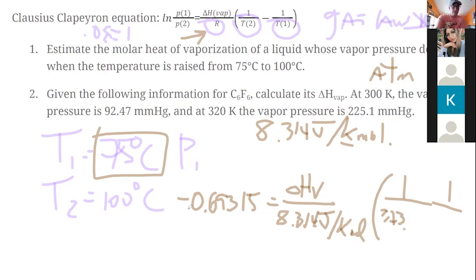348.15. So 373.15, and this is, right, 348.15. And I subtract those two. So let's see what that gives us.